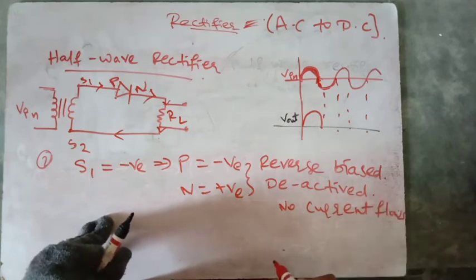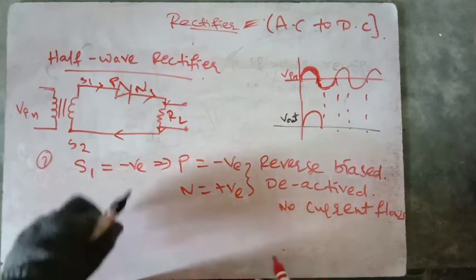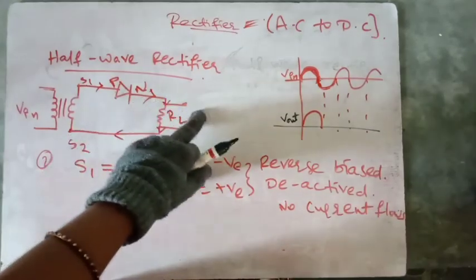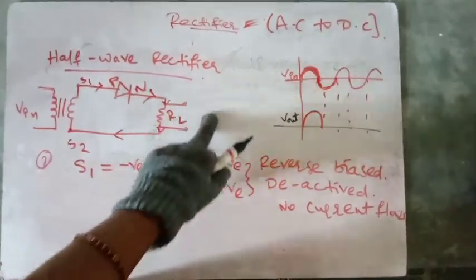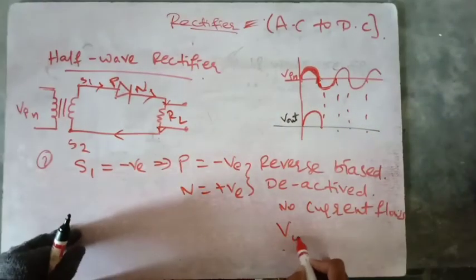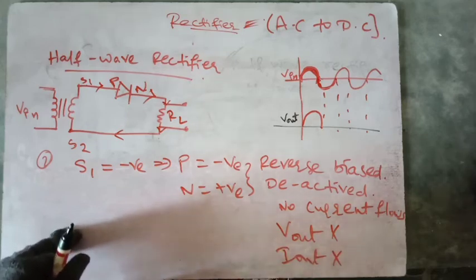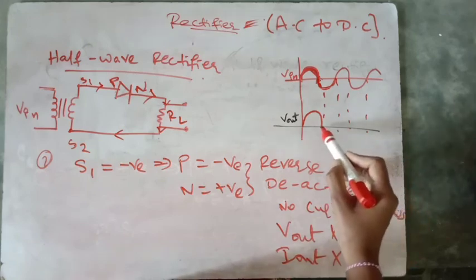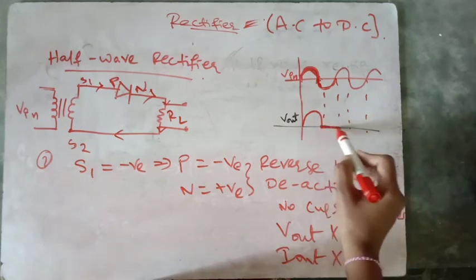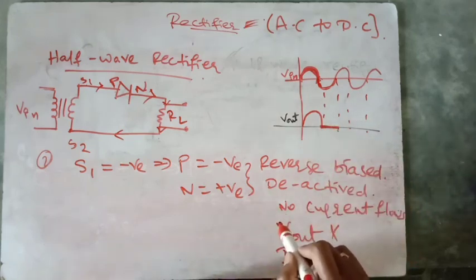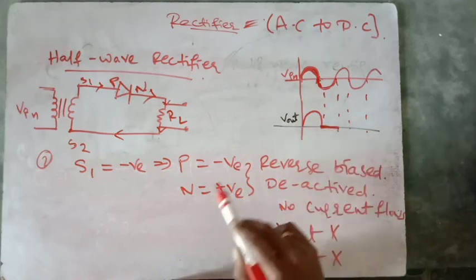That means there will be no output voltage or no output current. Therefore here the output voltage will be 0.